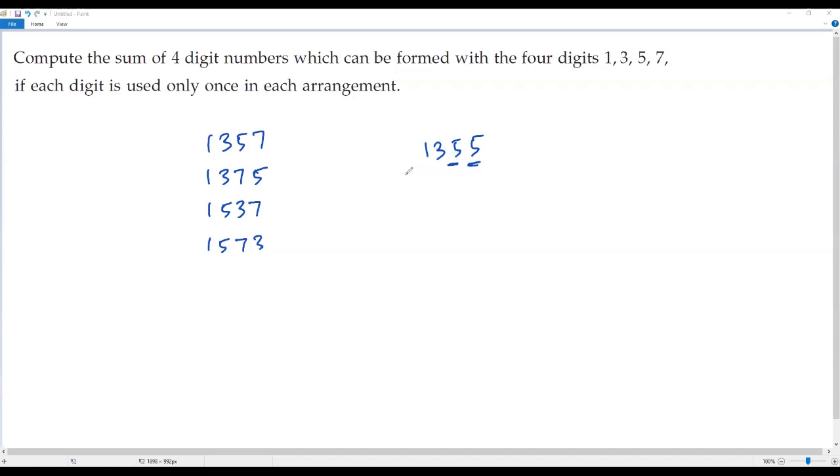So we have to form 4-digit numbers with these 4 digits, and each digit has to be used only once in each arrangement. And then we have to add all those numbers according to the instruction we have over here. So for that, first we have to find how many 4-digit numbers can be formed with these 4 digits 1, 3, 5, 7 with the condition that each digit is used only once in each arrangement.